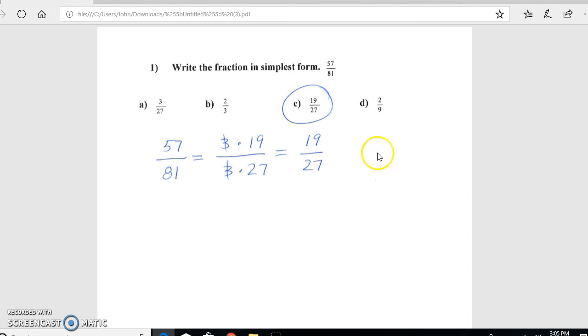further and find any common factors in the top number, the 19, and the bottom number, the 27. 19 over 27 is your final answer.